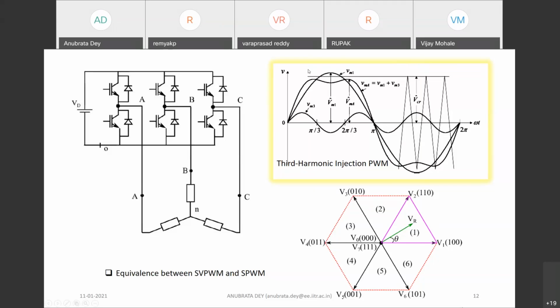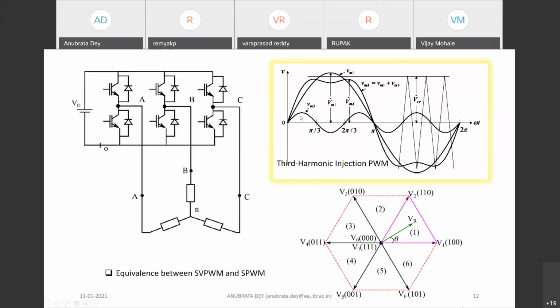That way you can inject a particular amplitude of third harmonic signal, so that all three phase signals for comparison purposes come within the linear modulation zone. You are not going into the non-linear overmodulation zone.